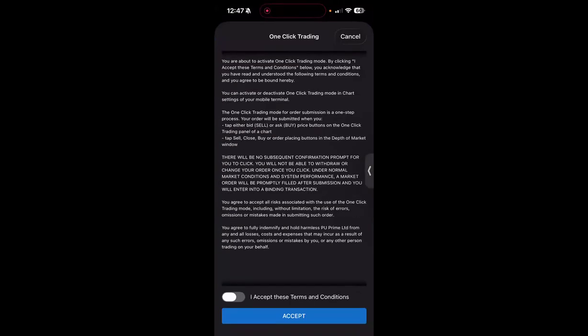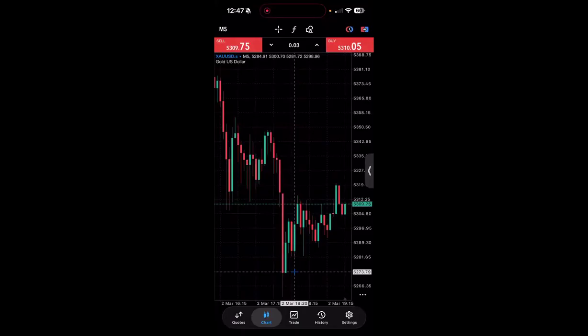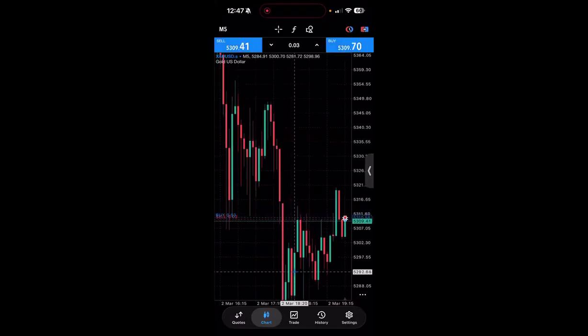If this is your first time doing this, actually, I'm glad I'm recording this, you just need to accept the terms about one-click trading. Accept. Okay, and let me go ahead and buy. I'm also going to do a sell though to see which one goes in profit so I can show you how to move stop loss to break even. But let's say I've gotten into the trade quickly.